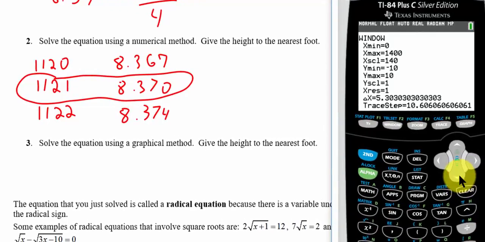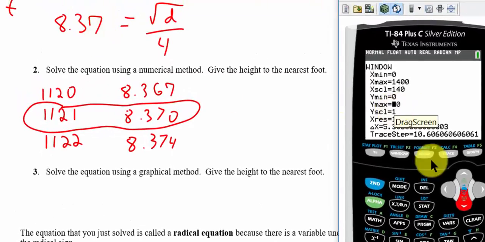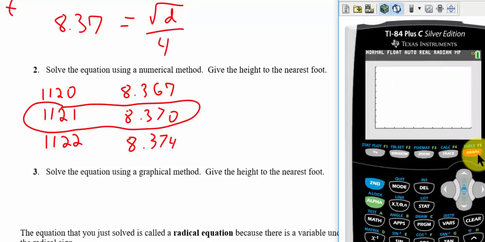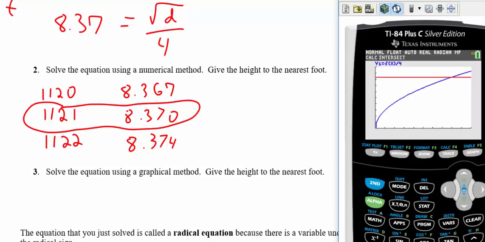My time will go from 0 to 10 seconds is good enough. Remember, we need a number that's bigger than 8.37, so 10 should work. And I press graph. Okay, there's my radical function, and we're looking for the intersection. And now I press second, trace, number 5 for intersection, enter, enter, enter, and we get 1,120. And if we round this, that would give us the 1,121 feet, at 8.3 seconds. So we've now solved this by using a graphical method.